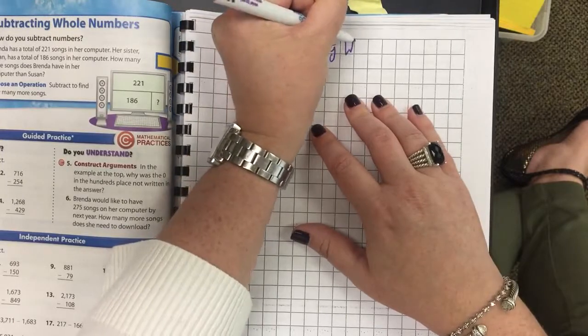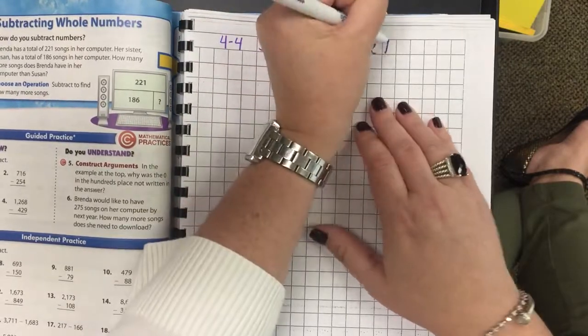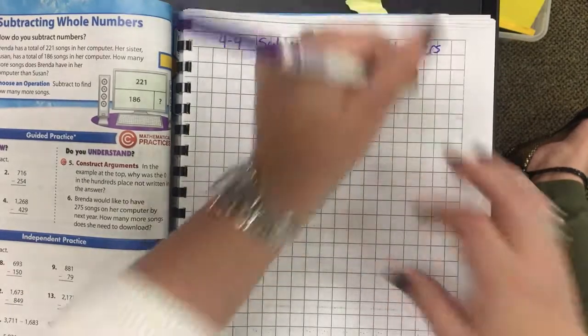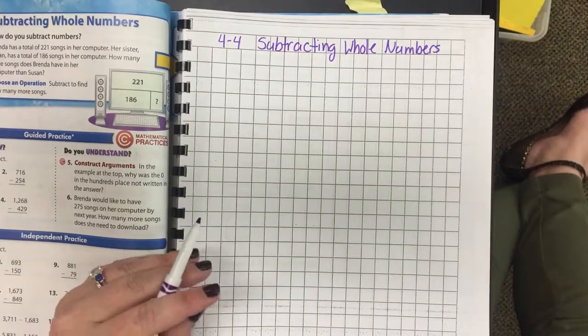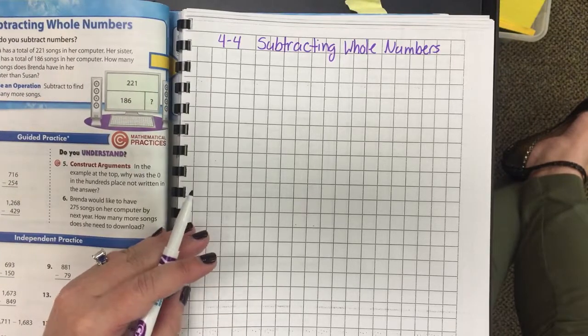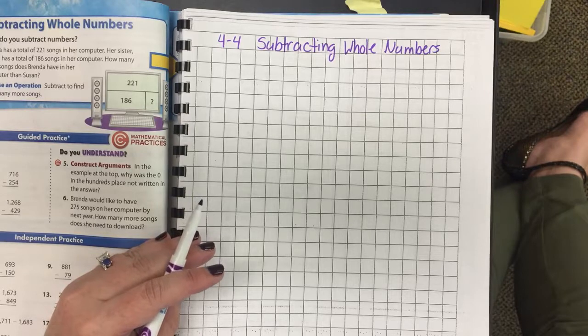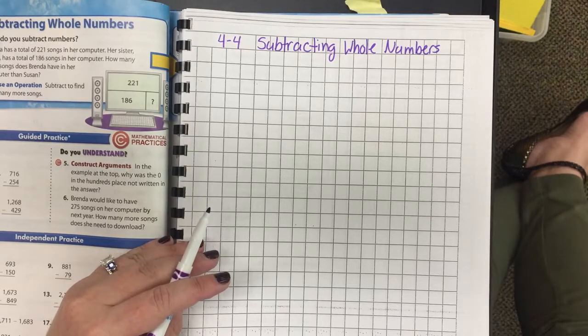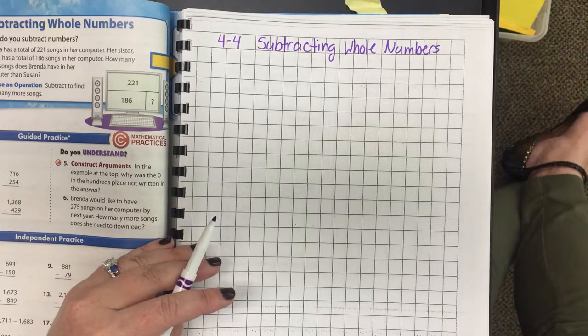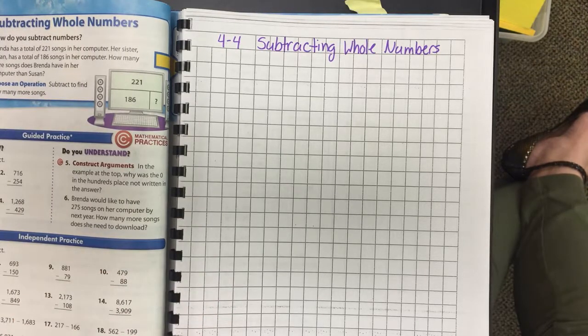Now, the key to this is staying organized. That means one number per box and giving yourself lots of space to work. When we are subtracting, there is some shuffling that's happening. We're shuffling things around. So let me show you what I mean.